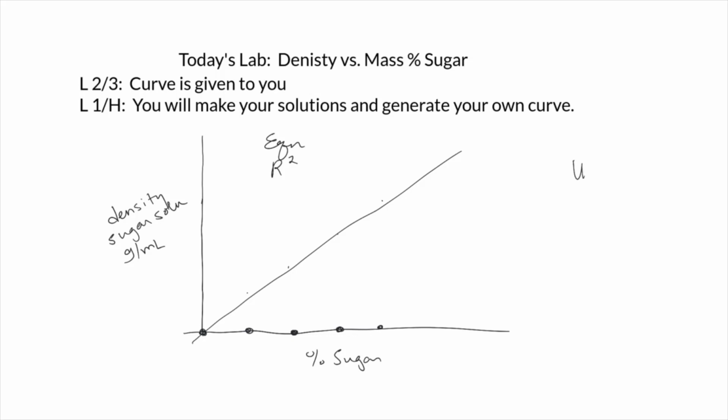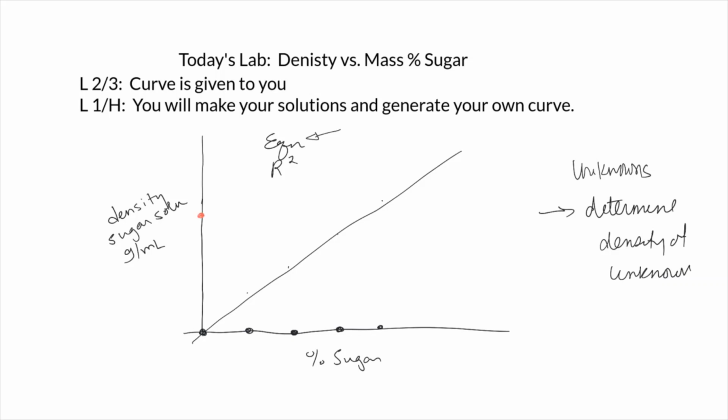Once you have your unknown solutions, you're going to have to test 2 unknowns, and I'm going to have more than 2 choices up front. So you're going to have to choose 2 of however many I happen to make. And you are going to determine the density of the unknown using the technique described later in this video. Once you have that density, you use your equation, or you could use your graph. You use whichever one that you feel more confident with.